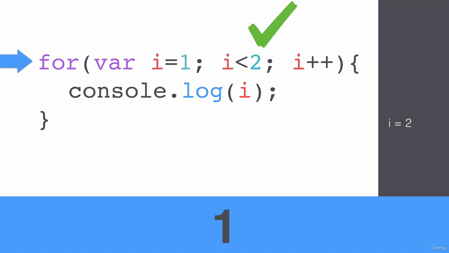And the first thing it does is it checks whether it should continue running the loop. So currently i is equal to 2. 2 is not less than 2. So the conditions are not met. And the code exits the for loop and instead goes to the next line.